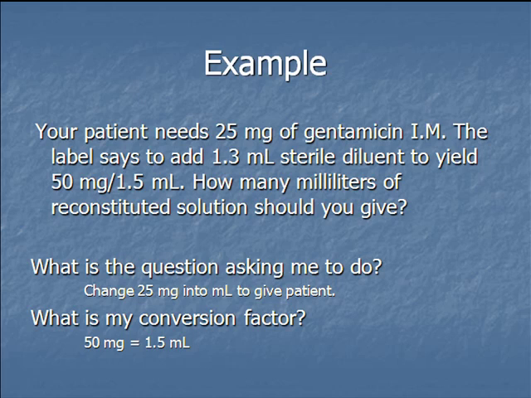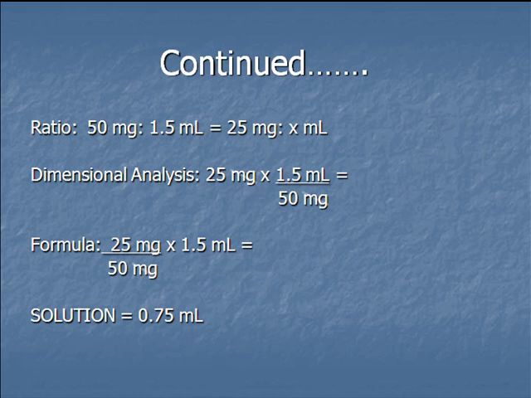We must then look for that conversion factor, the relationship between milligrams and milliliters. In this case, we can tell by the wording that our solution is going to yield 50 milligrams for every 1.5 milliliters. We will then set up our conversion to convert the 25 milligrams into milliliters with our known conversion factor of 50 milligrams to 1.5 milliliters. All 4 methods will result in the same answer. In this case, 0.75 milliliters.